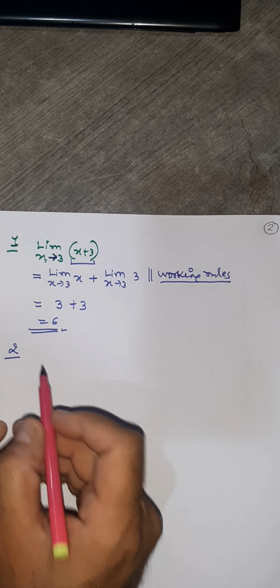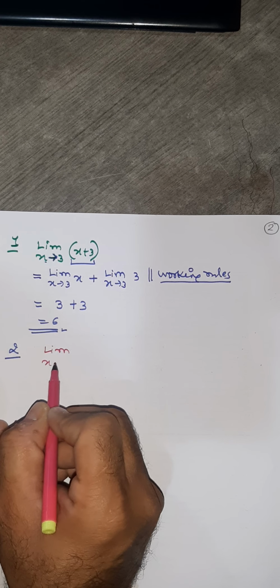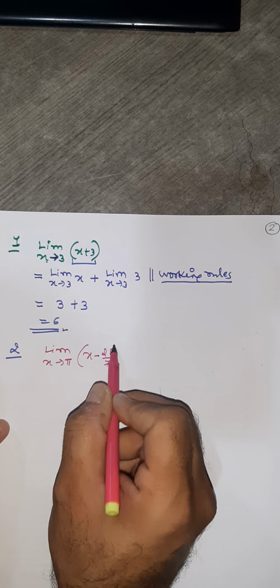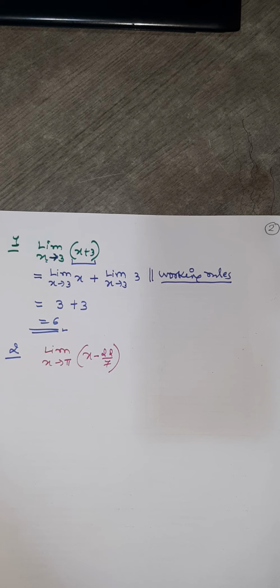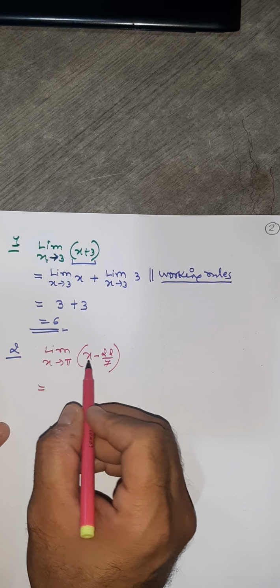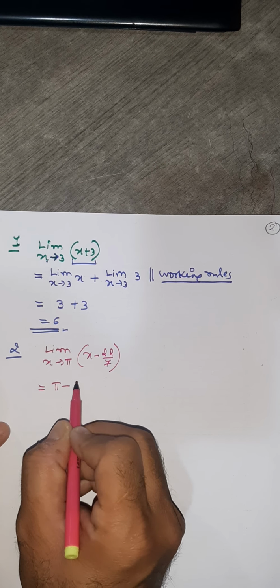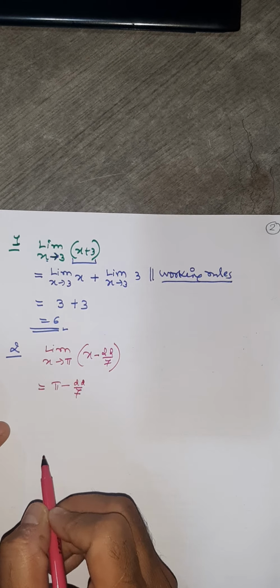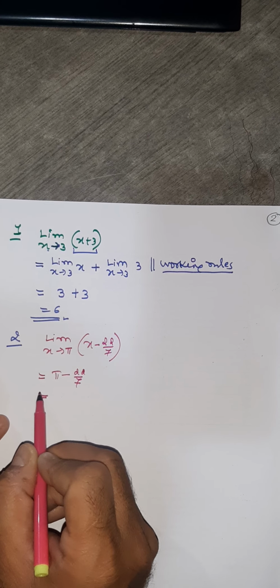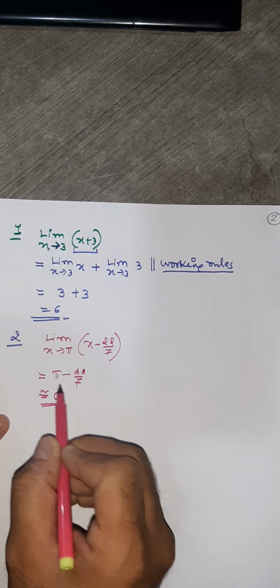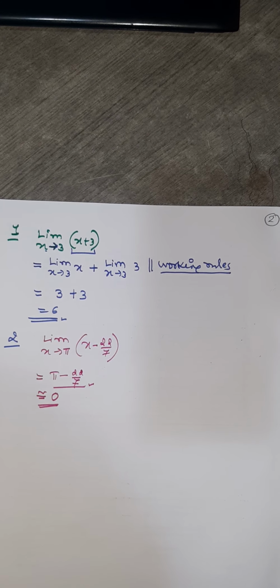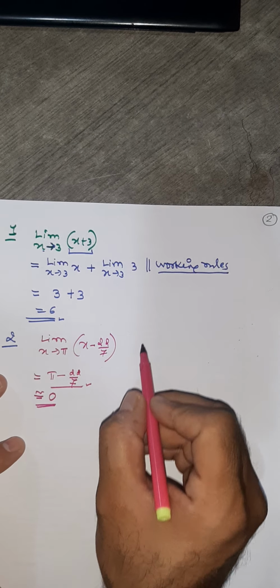Question number 2. Limit x tends to pi. The function is so simple, x minus 22 by 7. So just place the limit here because this is again a very linear function. So you have pi minus 22 by 7. Right? You know this 22 by 7 is an approximate value of pi. So if you want, you can just place the 0, approximately 0. Otherwise, you can leave it in this form also. Right? That's not important, remember here. Just place the limit directly, which is important.